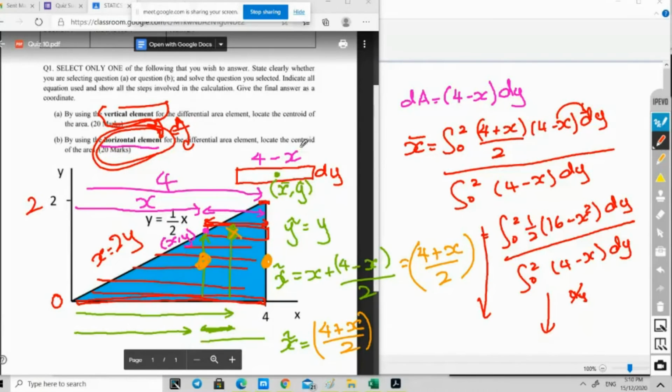Yep, I think that's it for this previous quiz. I'm not sure whether you have any question, so I'll stop sharing this one first.